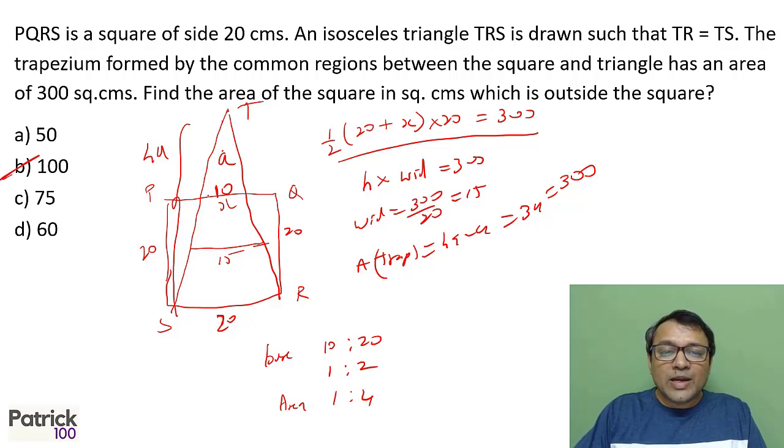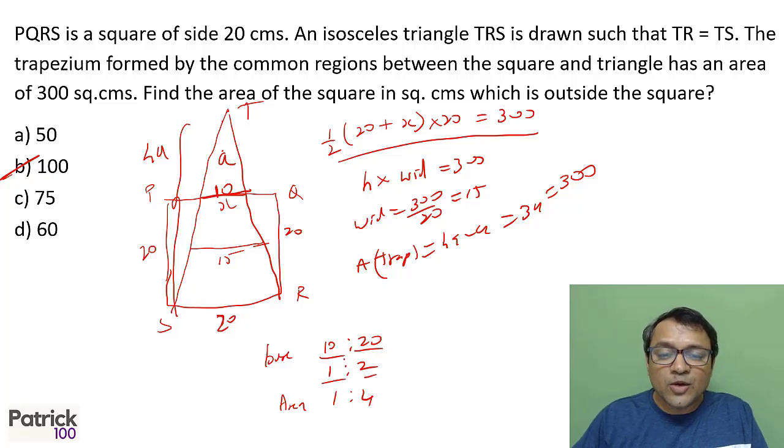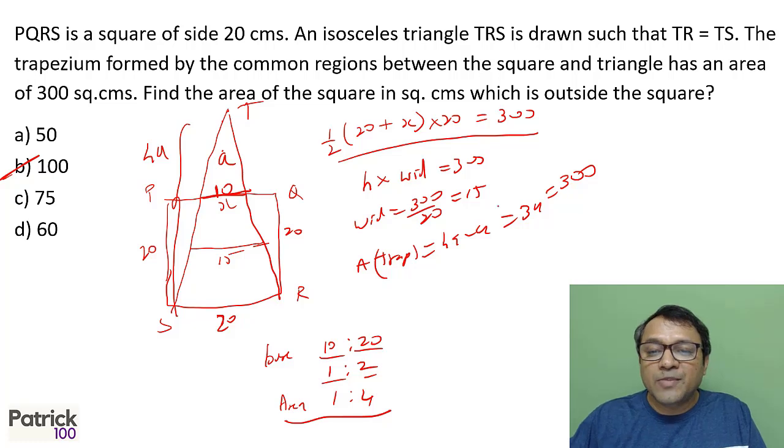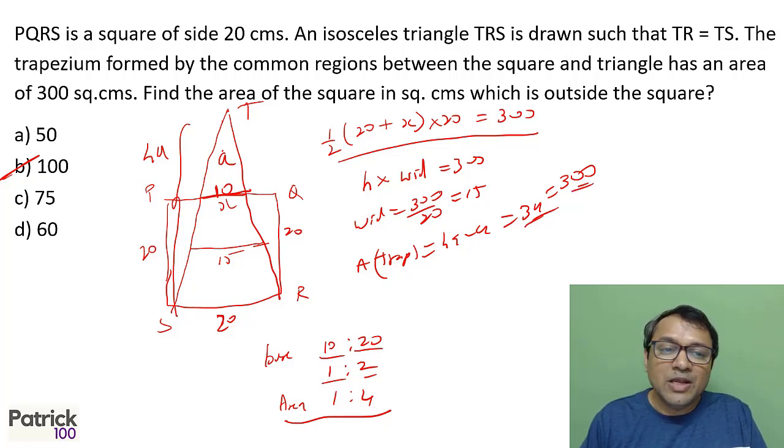I repeat, you get this 10. Then if you look at the bases of the two isosceles triangles, smaller and bigger, the ratio is 10:20, or 1:2. So the area will be 1:4. The top area is A, the total area is 4A, so the trapezium area will become 3A. 3A will be 300, so A will be 100.